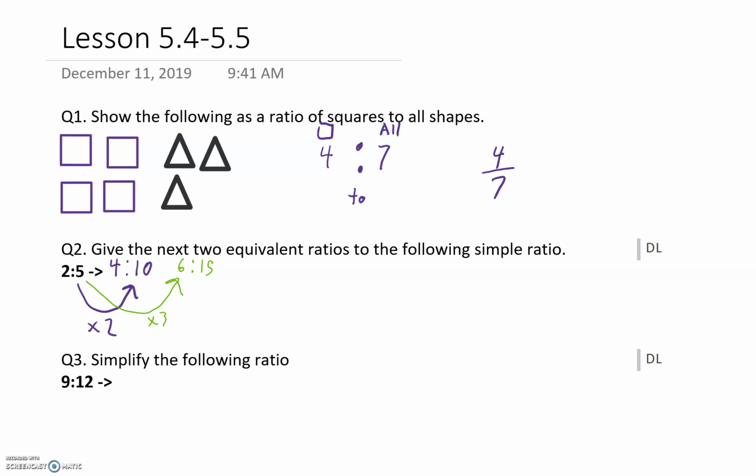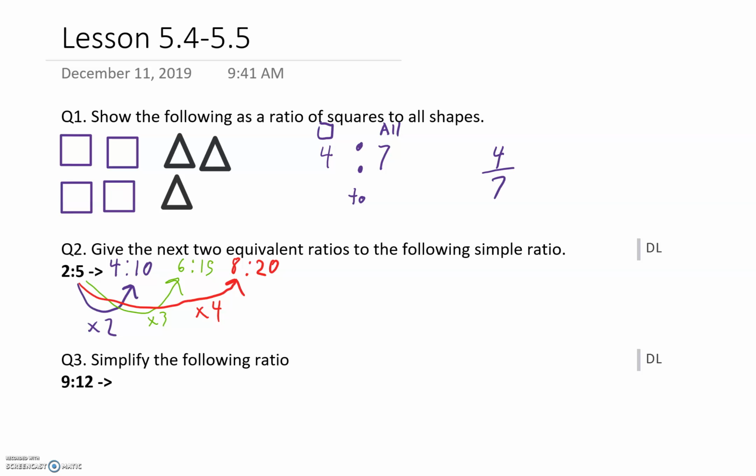And another color. Let's take it again and go over here. Times by 4. So 2 times 4 is 8. 5 times 4 is 20. And so those would be the next 3. Oh, it only asked for 2, so I didn't need to do the red one.